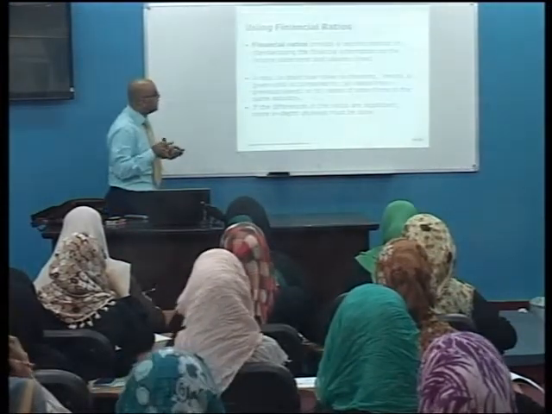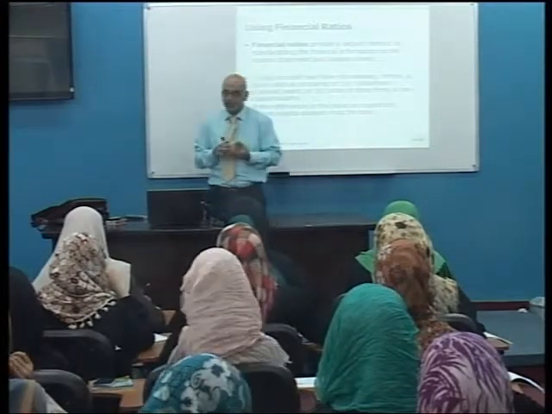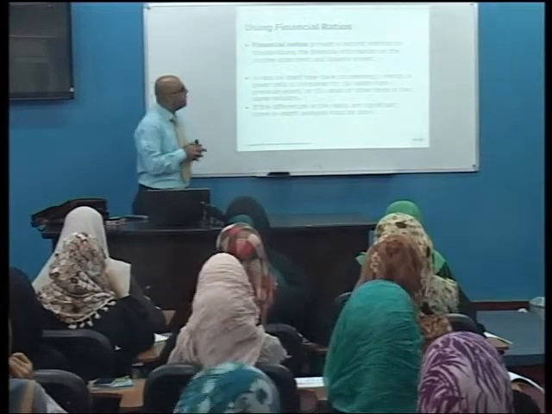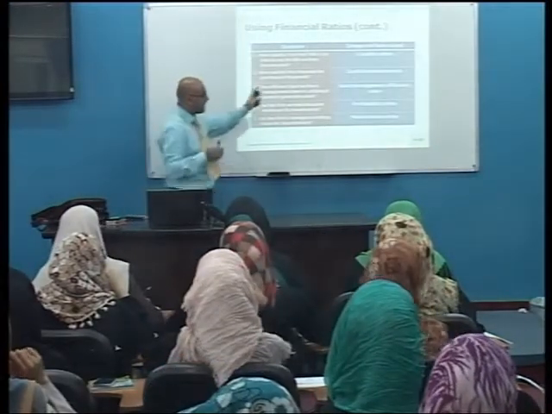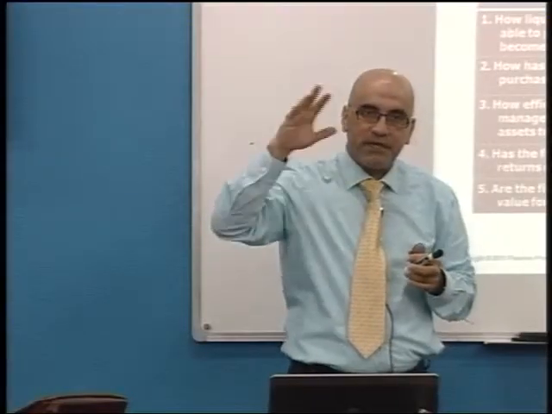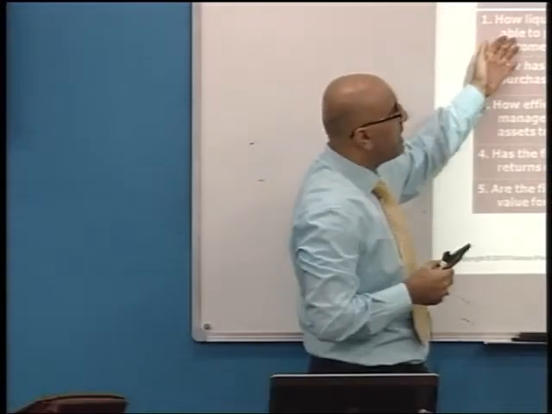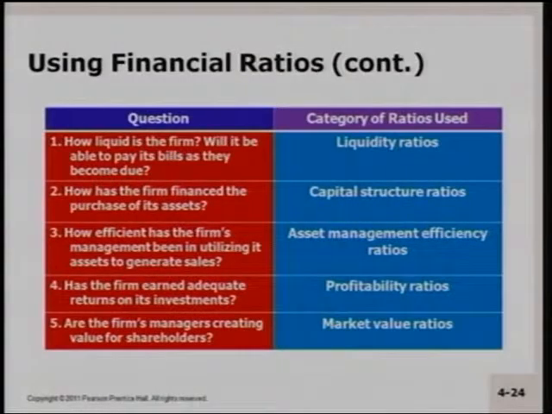Okay, so the financial ratio analysis includes different types of analysis, such as liquidity ratio analysis, capital structure ratios, asset management efficiency, profitability ratios, and market value ratios. It's like dividing the business into layers, into activities, and evaluating these activities. So, for instance, how liquid is the firm, will it be able to pay its bills, I mean the current liabilities, as they become due? This is measured by liquidity ratios.